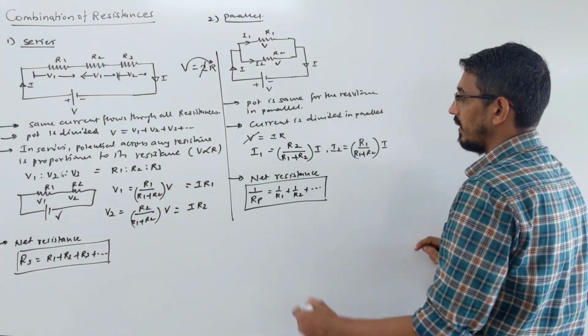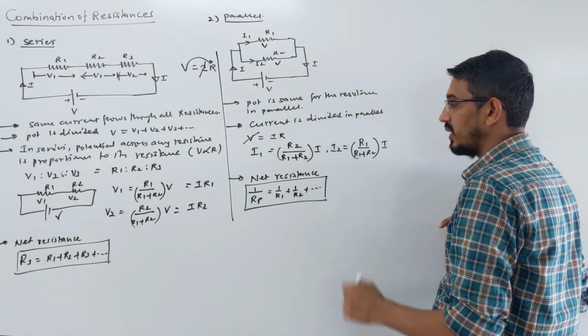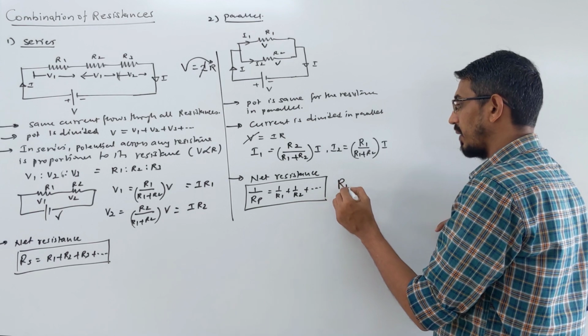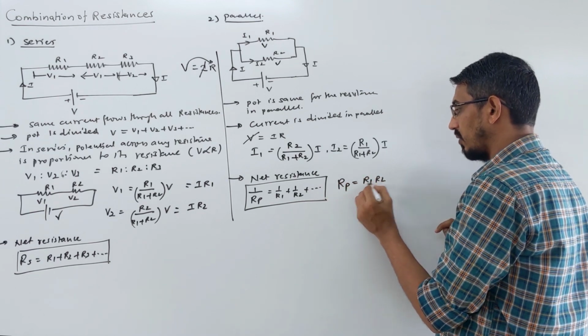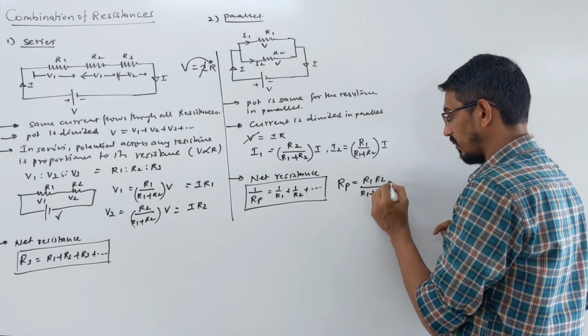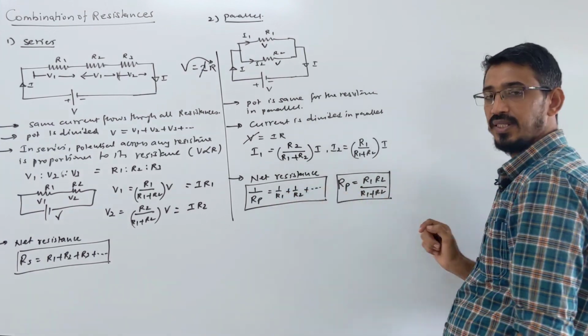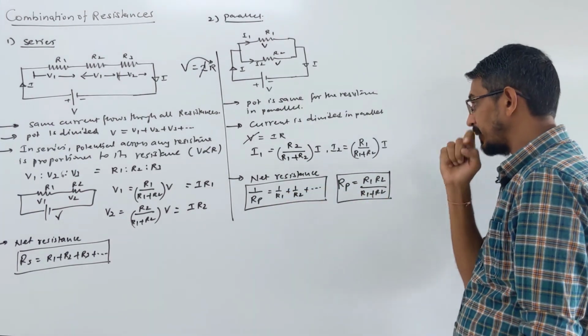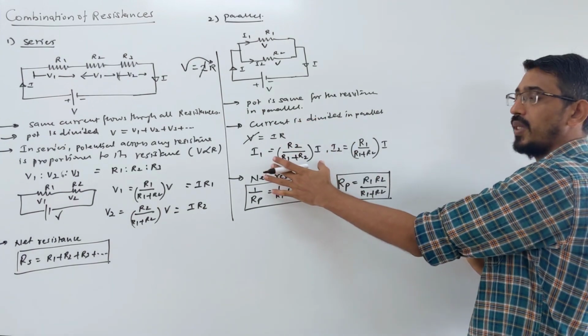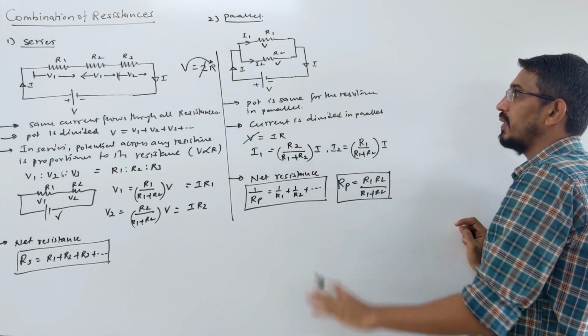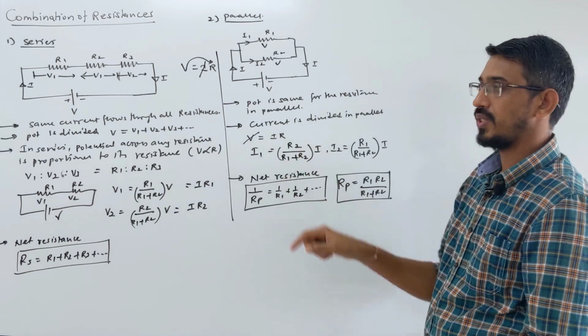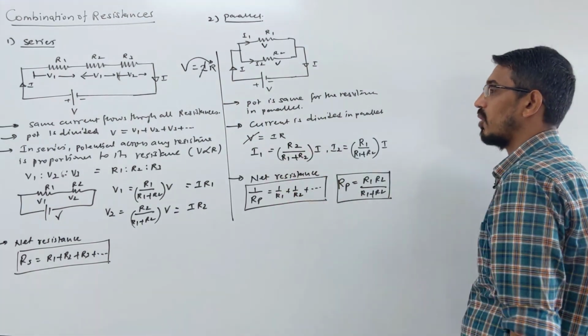And here you can write a shortcut also. If two resistances are given, then you can write Rp directly as R1 into R2 upon R1 plus R2. For more than 2, you write inverse addition. Dividing current into 2 branches, I wrote here, is inversely proportional to resistance. So here we get the idea of short circuit also.